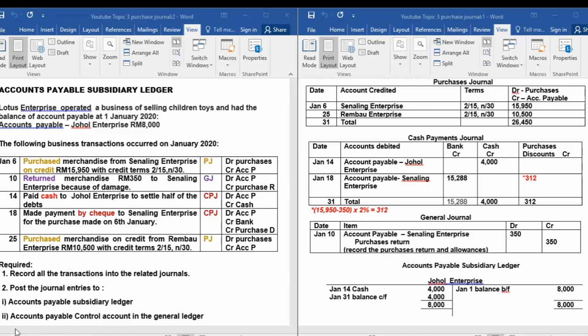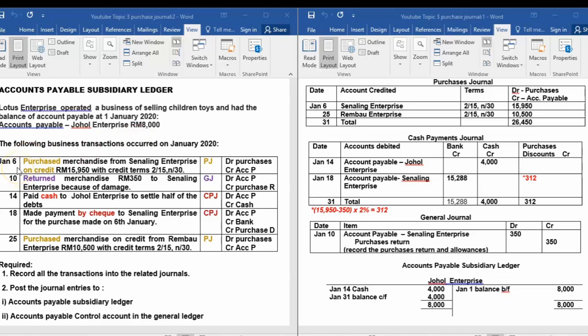Lotus Enterprise operates a business of selling children's toys and had a balance of accounts payable at 1st January 2020. Accounts payable, Johor Enterprise, RM 8,000. So look at the transactions below.